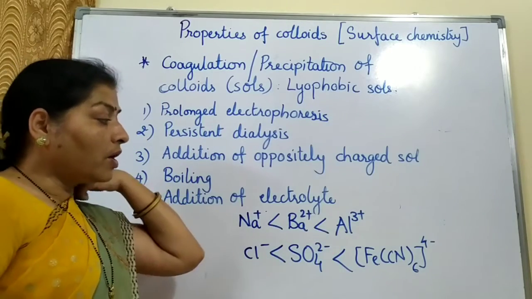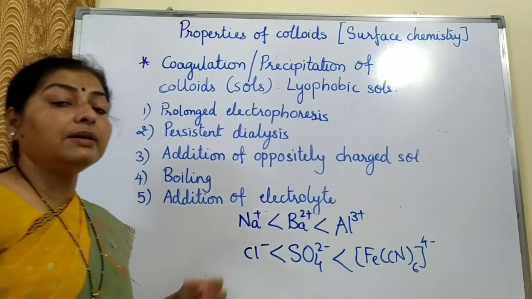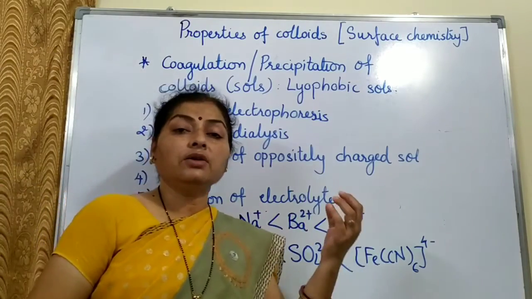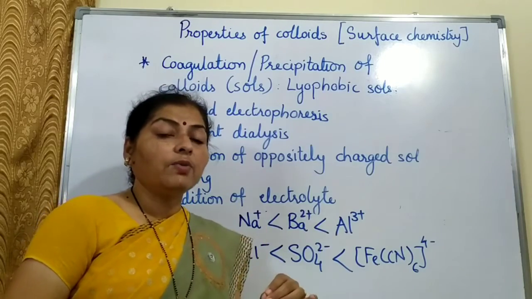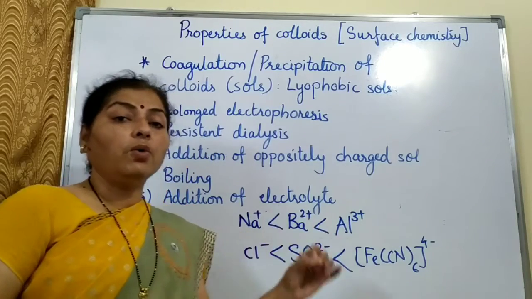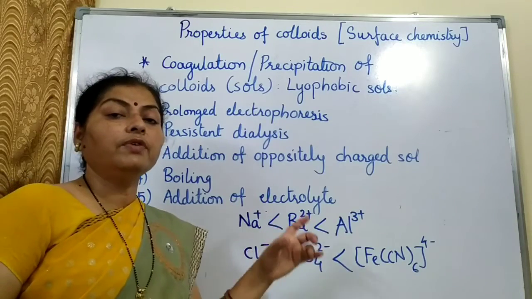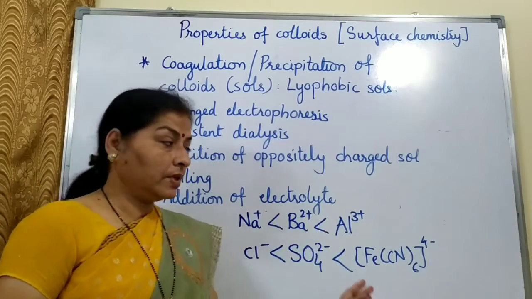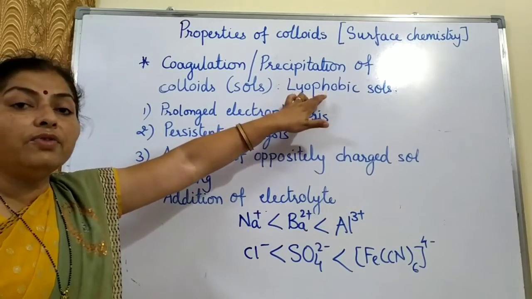Also, the flocculating power can be defined as the minimum concentration of electrolyte in millimoles per liter, which is required to precipitate the colloid in 2 hours. This is the definition of flocculating power. So here these are the ways to precipitate a lyophobic salt.